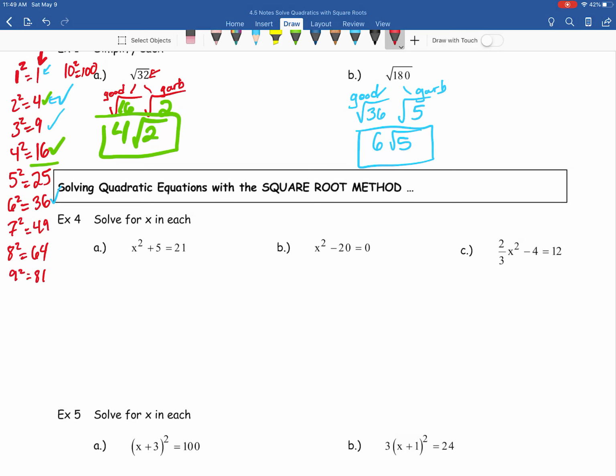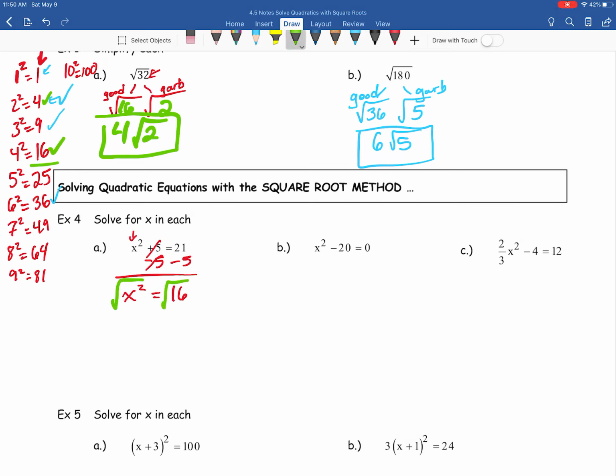Here we are at 4a from our 4.5 set of notes. We're asked to solve for x in this particular case. Now, to do that, what we're going to do is subtract 5 from both sides. And the reason for that is our goal is to get x all by itself. So this negative 5 is going to cancel out with the regular 5.